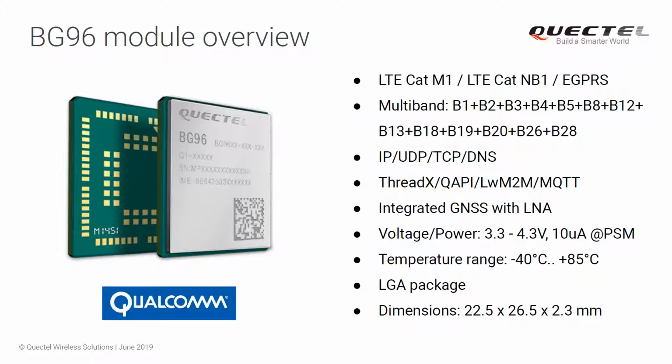For tracking applications, it includes a GNSS with low noise amplifier integrated. Power range is from 3.3 to 4.3 volts. Consumption in this power saving mode is 10 microamps for this module, but for BG95, which is next generation based on a different chipset, this will be 3 microamps in power saving mode.